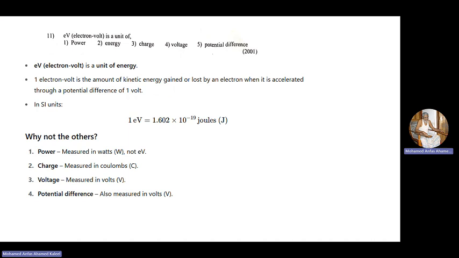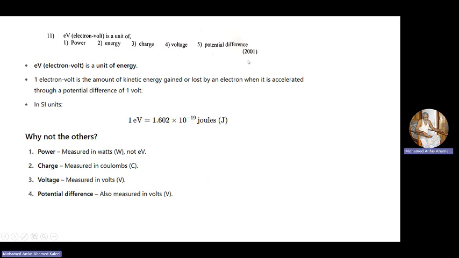Last video, we discussed around 10 questions of the past paper A-level physics under units and dimensions. So we will continue the past paper discussion questions. That is question number 11. Okay, we will discuss question number 11. The question number 11 is from the past paper 2001.